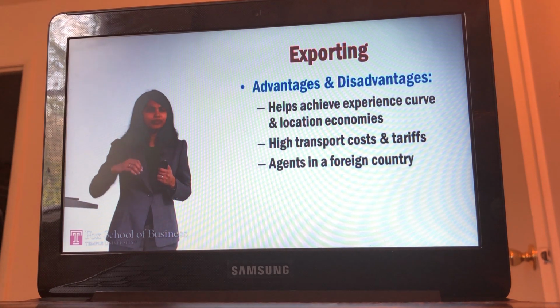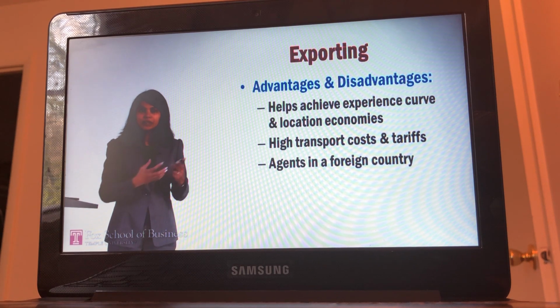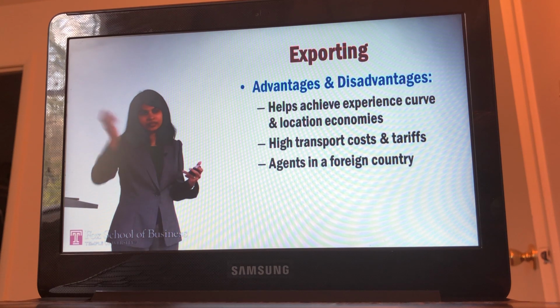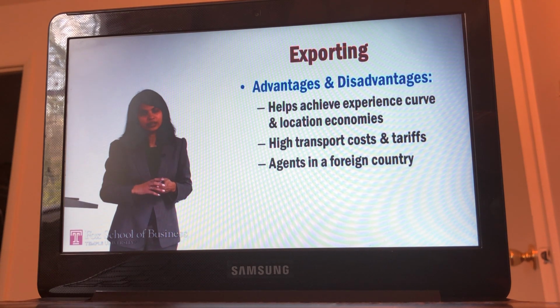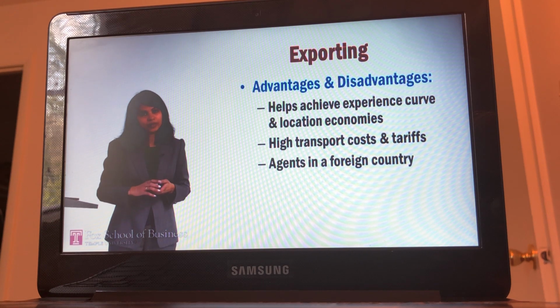For example, if a firm decides to export, it can simply manufacture the product in one or two global factories and then just sell them by exporting to different consumers in different parts of the world. And through that, it can achieve economies of scale and other location economies.